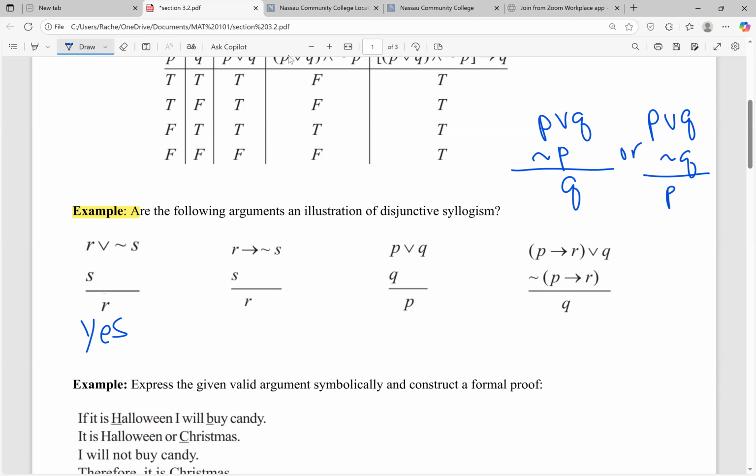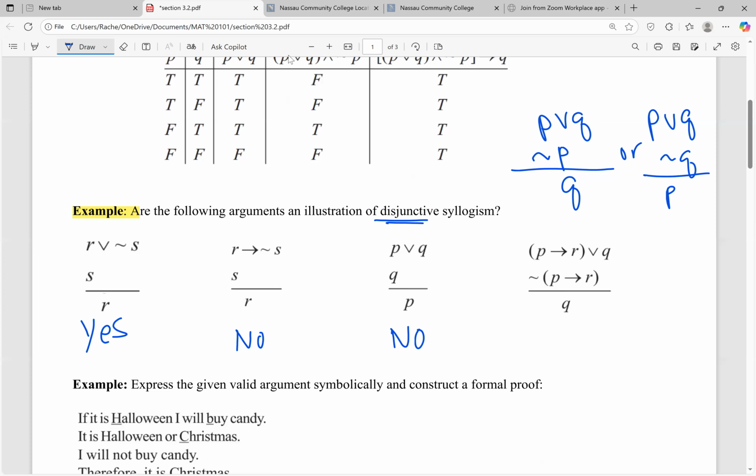Look at the second one. Right off the bat, this is not, because we need to have a disjunction, an or. This is a conditional statement, so it doesn't even follow that pattern. Next, we have P or Q and Q, and then our conclusion is P. But this doesn't follow the same pattern, because if I have P or Q, my next simple statement has to be a negation of either the left or the right-hand side, and we don't have that.